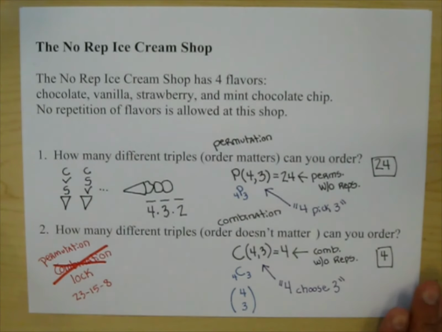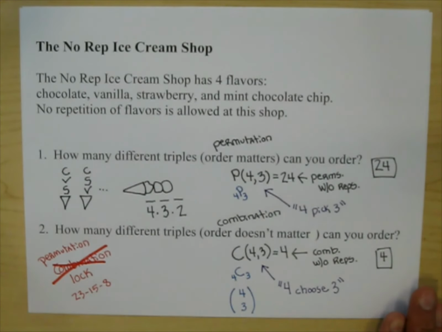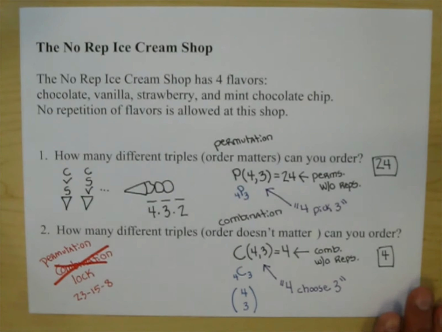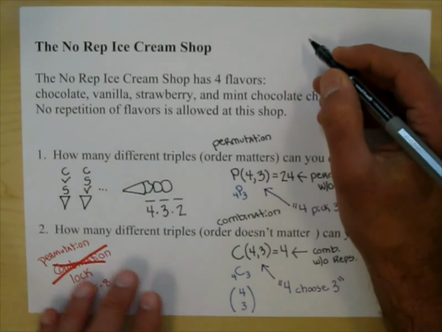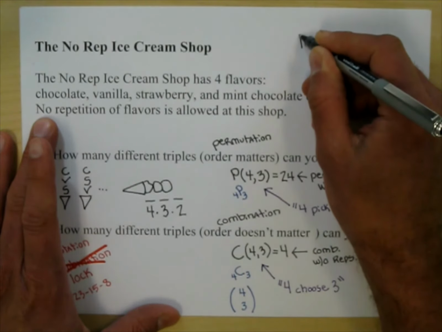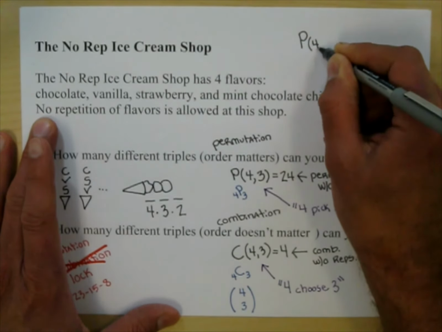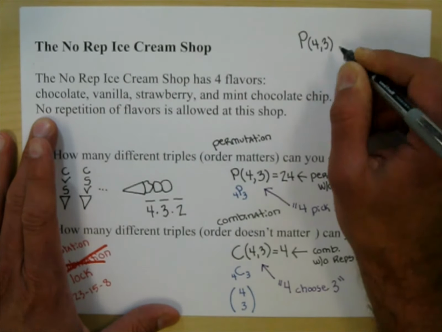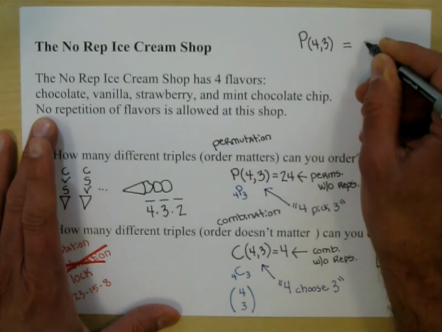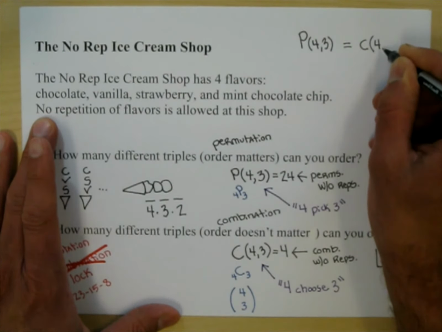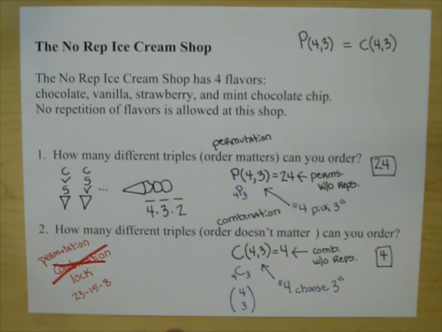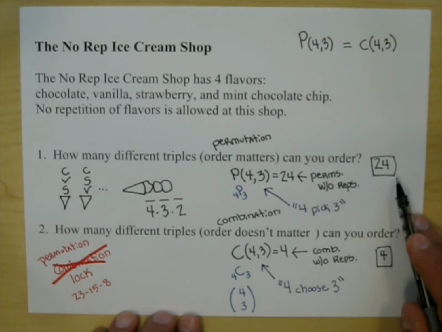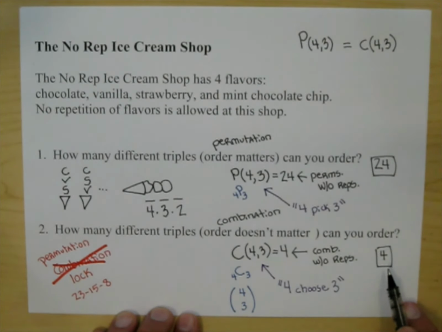So let's go ahead and see what we have here. Oh, before we do anything else, I want to write something down up here. 4 pick 3 equals 4 choose 3. Is that true? The answer is no. 24 does not equal 4.